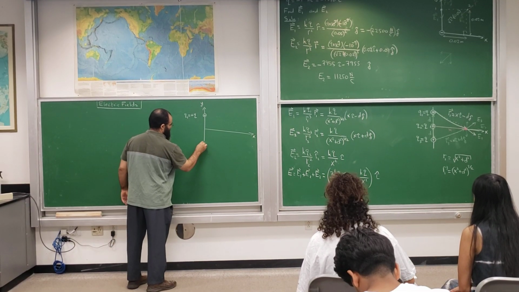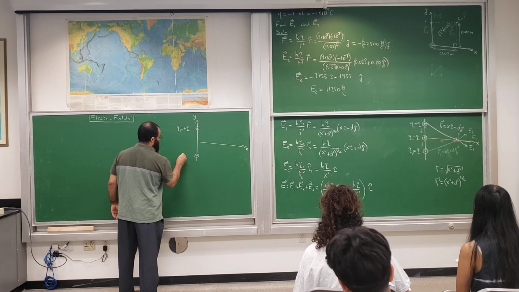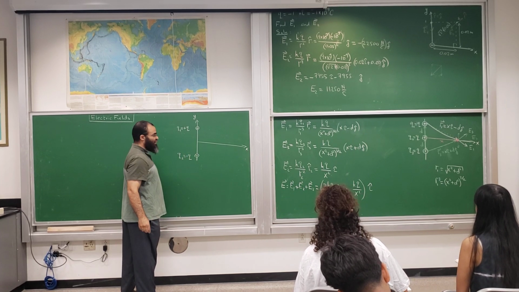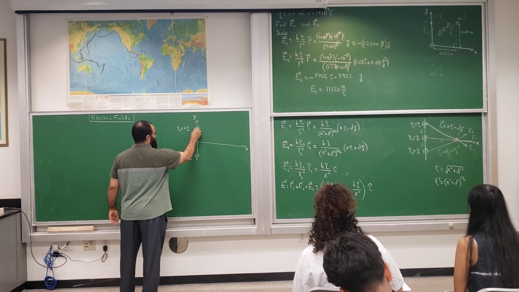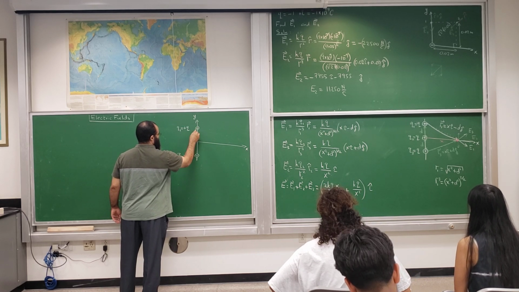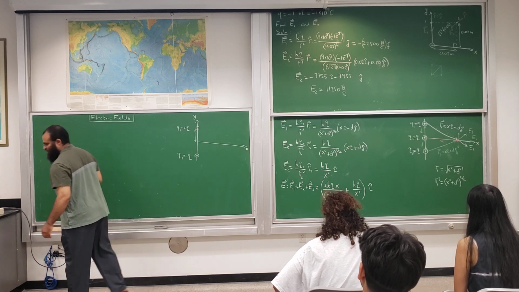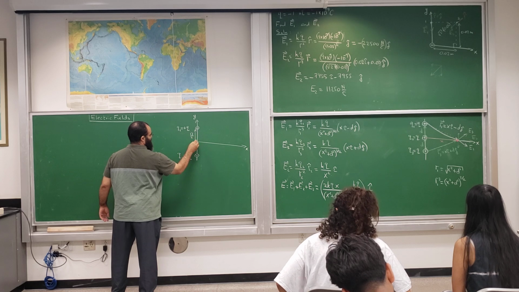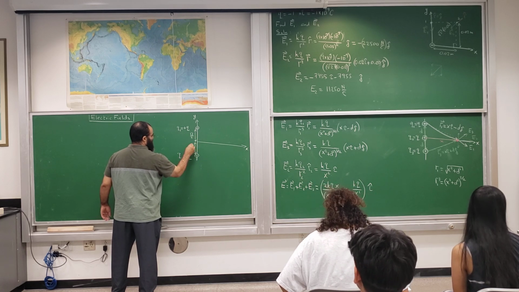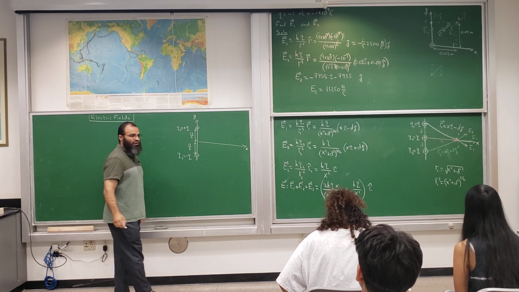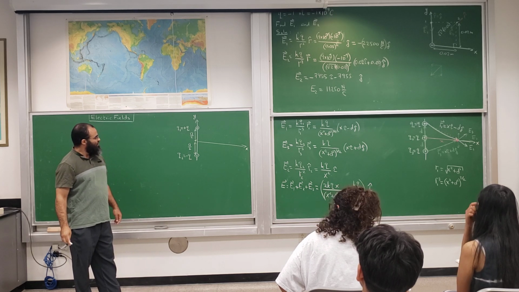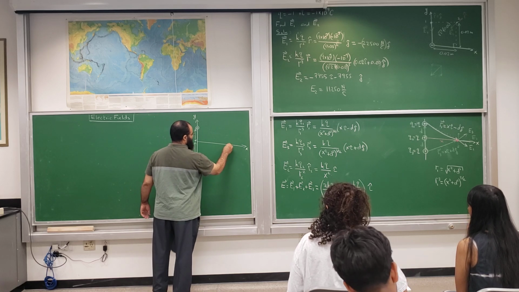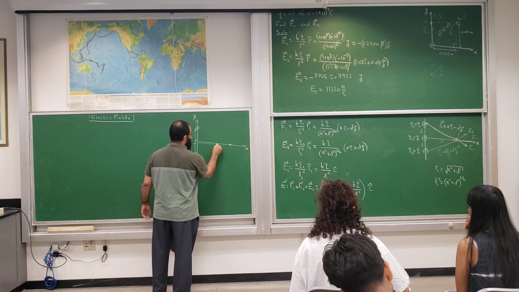Q2 is equal to minus Q, okay? And let's say the distance from here to here is A over 2. And from here to here is A over 2. Both are A over 2. Okay?